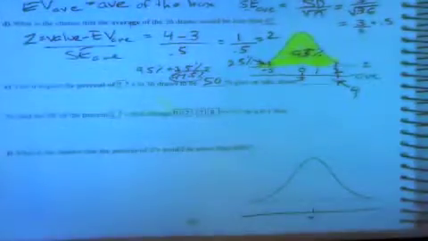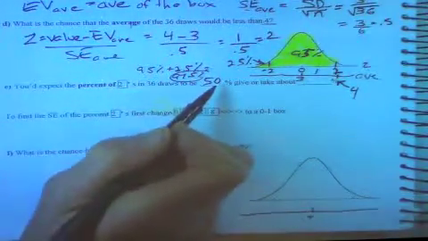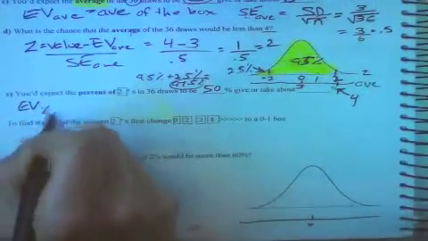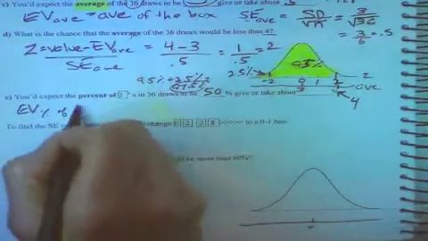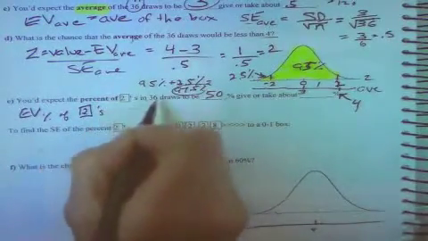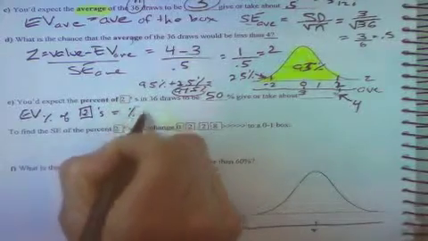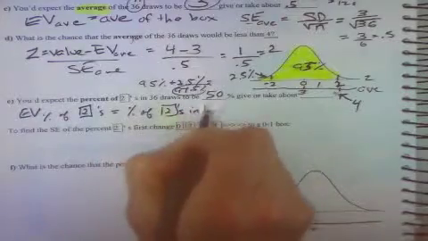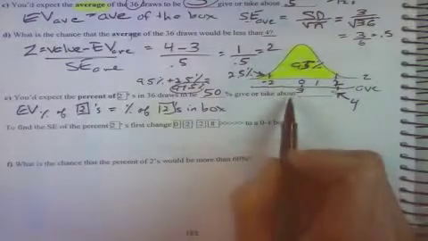Good, we're back. Okay. So you'd expect the percent of 2s to be 50%, and let's write that down. The expected value for the percent of 2s, and I don't care how many draws, is just going to be equal to the percent of 2s that are inside the box. And that's 50%. All right? We haven't answered this question yet.